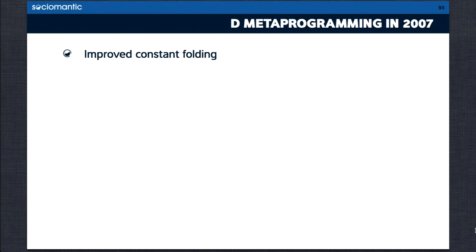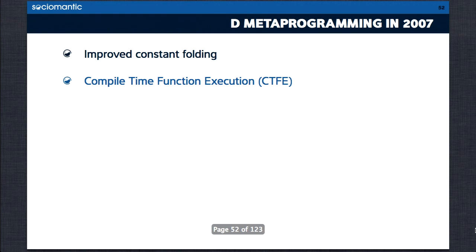By 2007, the compiler had made a lot of guarantees about constant folding. These became more and more elaborate, eventually culminating in compile time function execution, CTFE. Now, in theory, almost any function could be run at compile time. String mix-ins arrived at the same time. I think they're best viewed as the inline assembler of generative programming. They allow you to do anything, which is both a strength and a weakness.